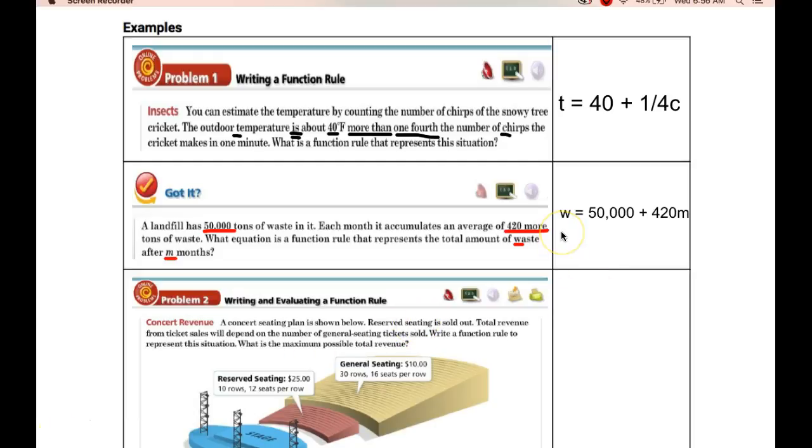Alright, so the function that you're looking for, the got it question, if I'm using W to represent waste, total waste, it gives me M for months, so I should be looking at 50,000 plus 420M. W equals 50,000 plus 420M. We're starting with 50,000 tons of waste and then adding 420 per month. So there's that function right there. Let's move along.